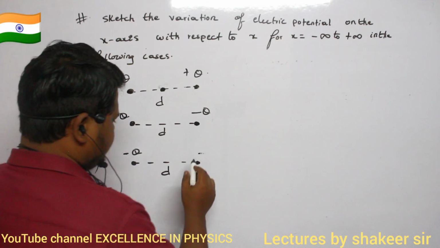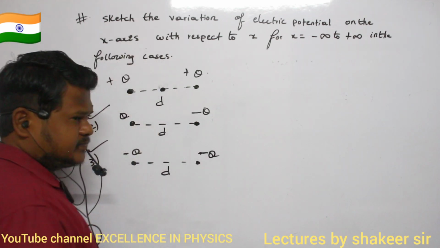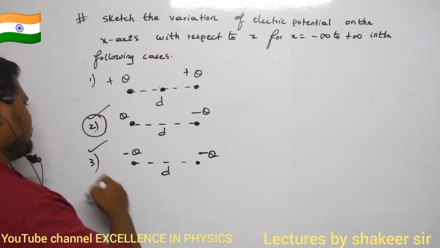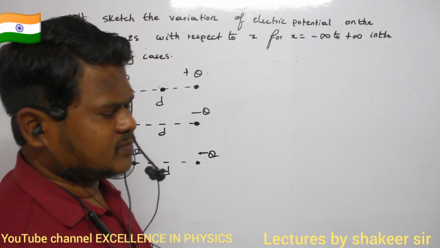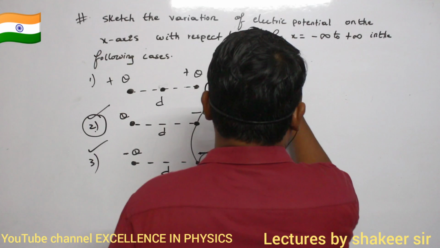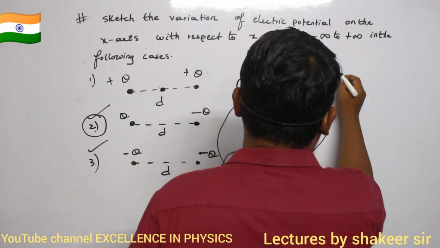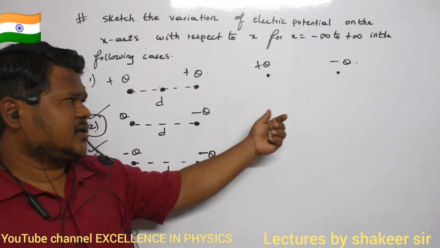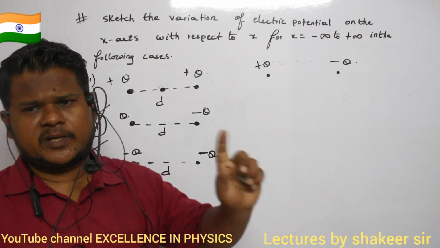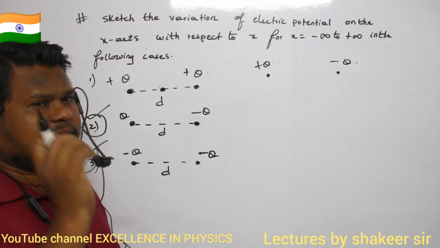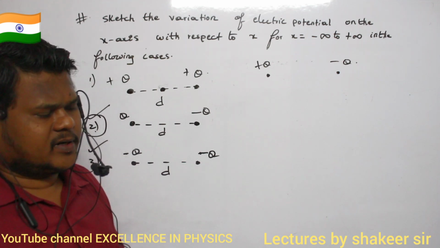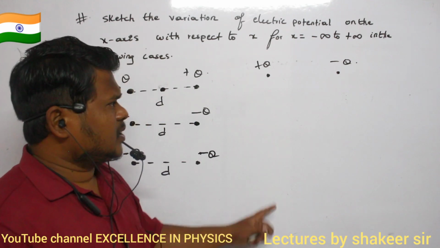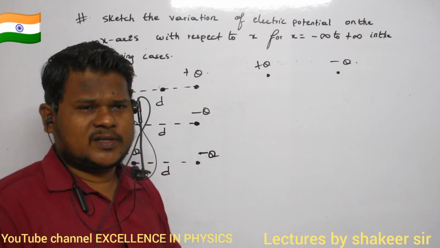And in the third condition, both are negative charges only. So for this arrangement, how can I draw a graph of potential with respect to x value? So this is plus q and this one is minus q. Definitely potential at the charges will be infinite, because when r becomes 0, potential becomes infinite. But one is a positive potential, another one is a negative potential.